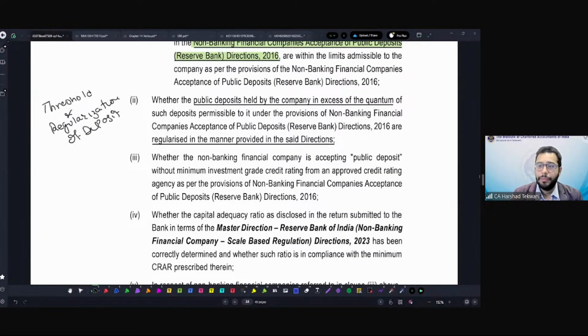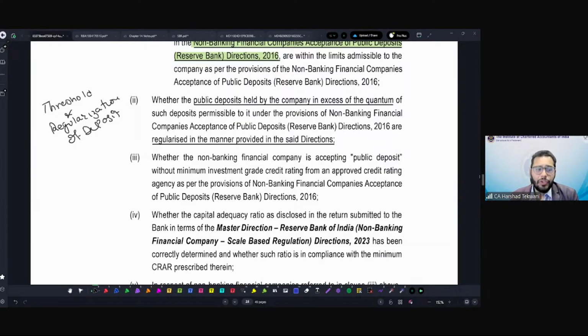Any other doubt, guys? The doubt with respect to the Nidhi company and NBFC, I'll take it at the end because there is a difference that I will be telling you. Okay, but I will take it at the end. It's a very good difference, I would say. Don't worry, I'll definitely take it.